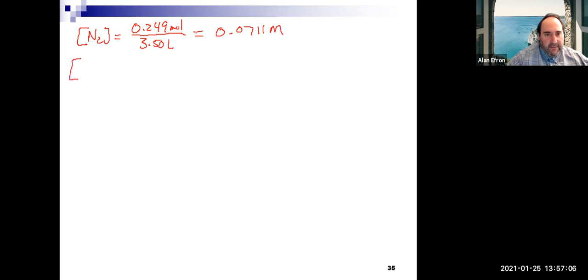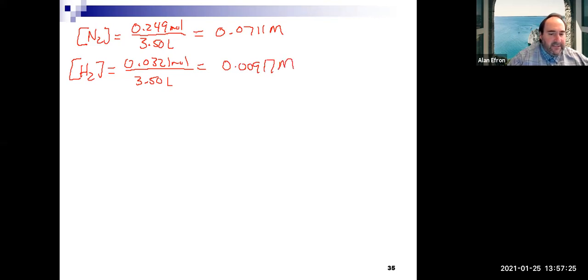If we do the same thing for our H2, taking the moles that was given to us, 0.0321 divided by 3.5 liters, the volume's the same for everybody because they're all basically floating around in the same container, right? Gets us something like 0.00917.